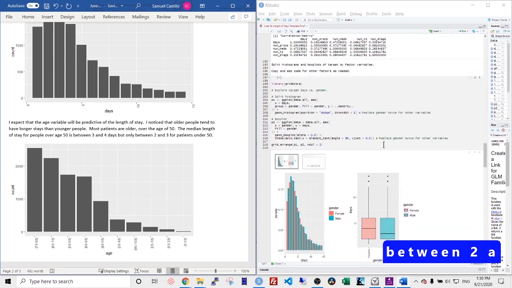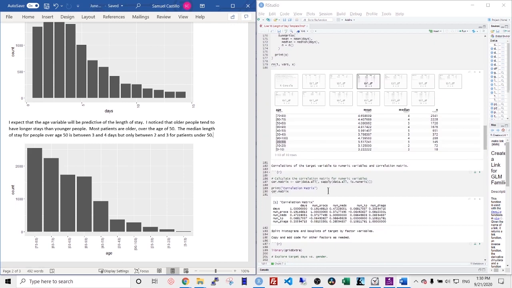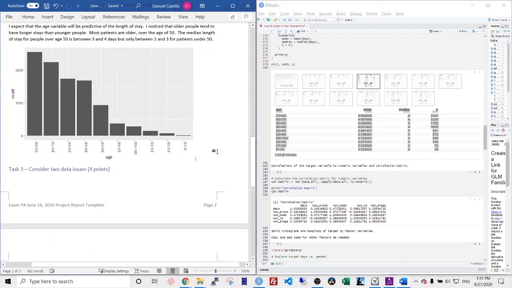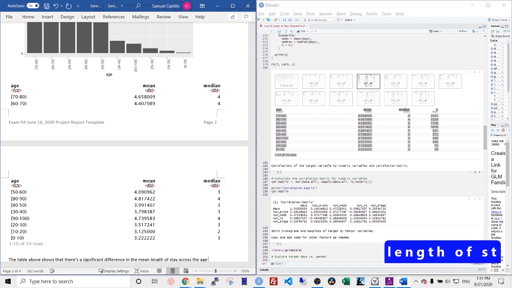I could also look at this histogram. So right now, there's not really a clear way that I could show the relationship with age. And I think including this table would be good though. So this table is not ordered. That's okay. It doesn't have to be. The table above shows that there's a significant difference in the mean length of stay across the age categories.